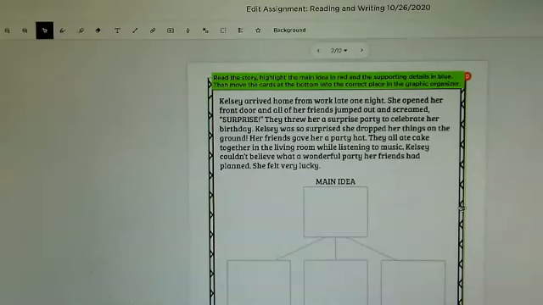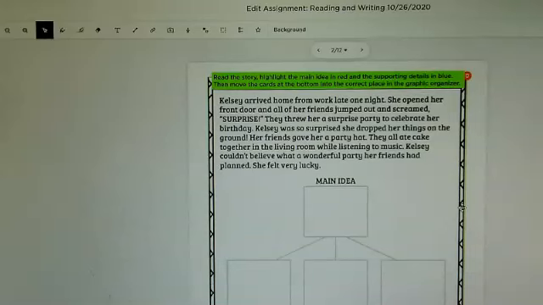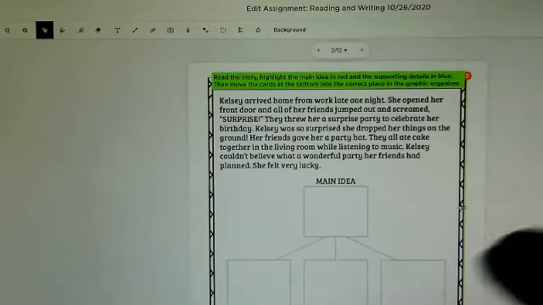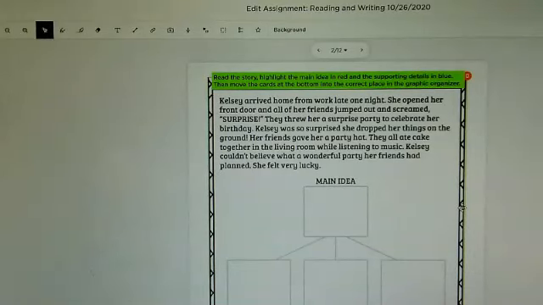So here we go. Kelsey arrived home from work late one night. She opened her front door, and all her friends jumped out and screamed, "Surprise!" They threw her a surprise party to celebrate her birthday. Kelsey was so surprised she dropped her things on the ground. Her friends gave her a party hat. They all ate cake together in the living room while listening to music. Kelsey couldn't believe what a wonderful party her friends had planned. She felt very lucky.